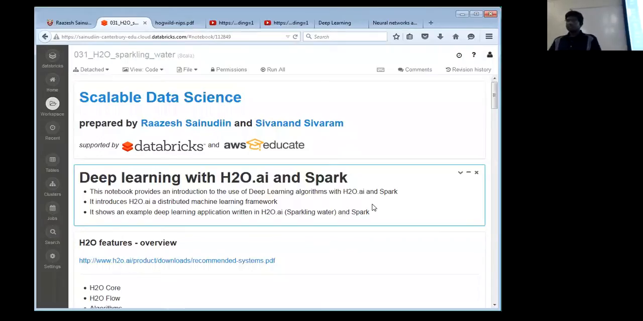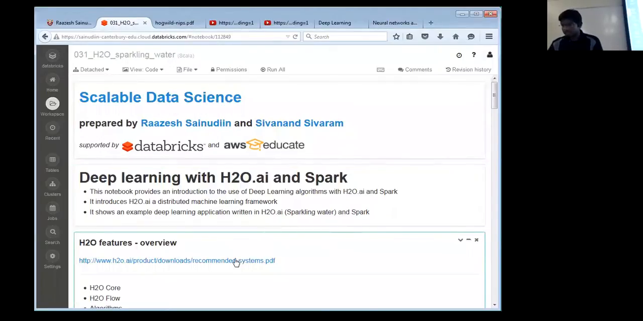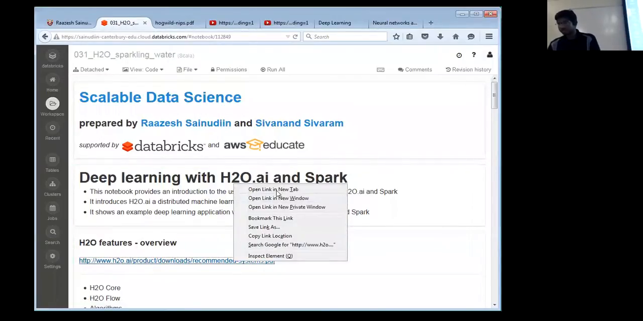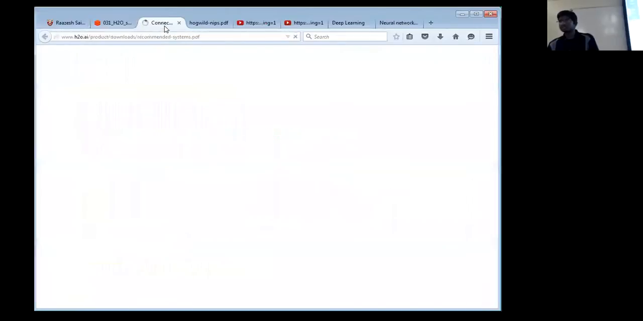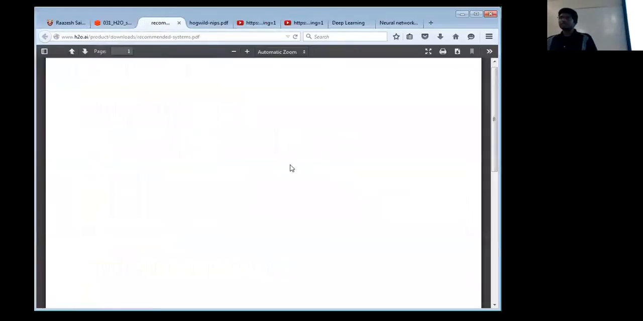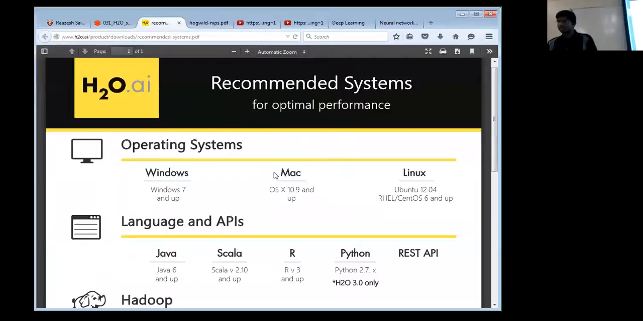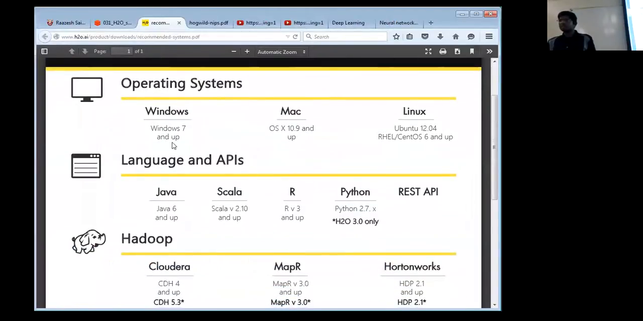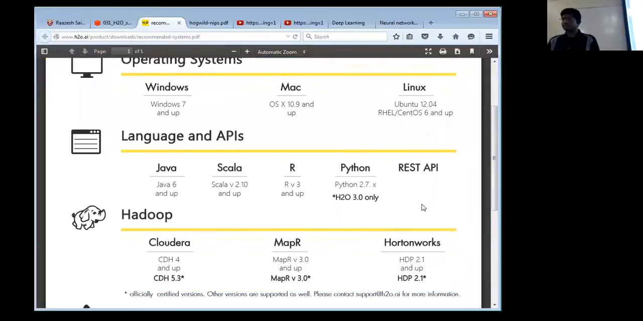Okay, so the library or the framework that we're going to use to try this is called H2O AI, and this is what H2O AI is. Just an overview of H2O AI, the features that it has. Ignore this thing for now. So it can run on Windows, Mac, and Linux. It has language bindings to Java, Scala, R, Python, and it also has a REST API.